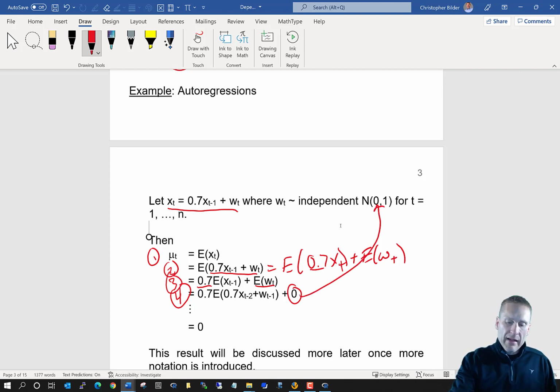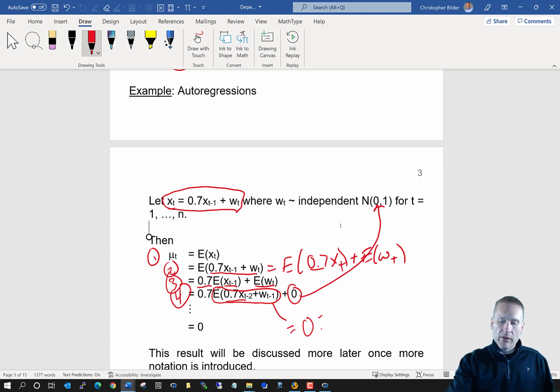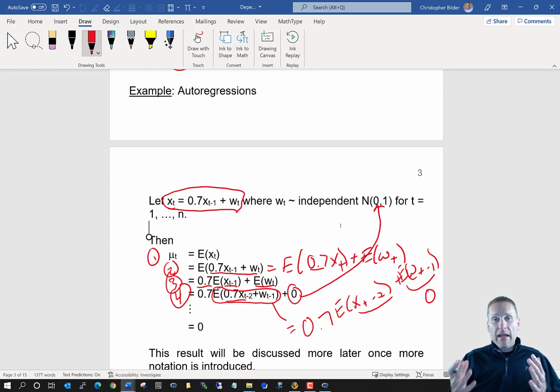And then, what is x of t minus 1? Using the definition of our model, I can now write this as 0.7 times x of t minus 2 plus w sub t minus 1. Using the same concepts with that expected value, we can write this as 0.7 times the expected value of x sub t minus 2 plus the expected value of w sub t minus 1, which becomes 0. Then we can again plug in what x of t minus 2 is, and you can see a pattern forming: we're going to have 0.7 times 0.7 times 0.7 times 0.7.